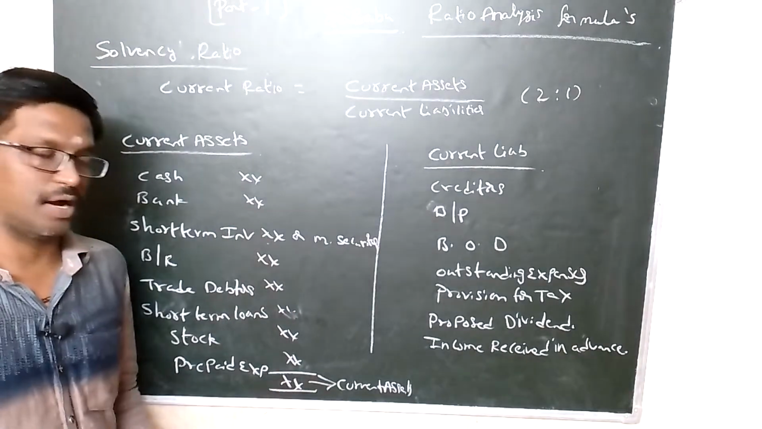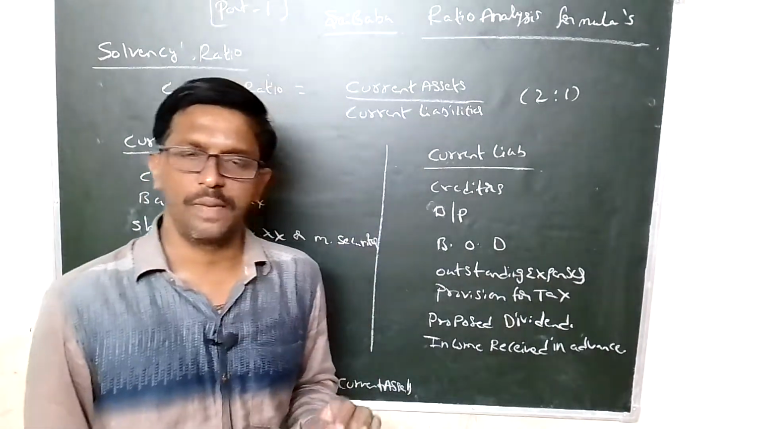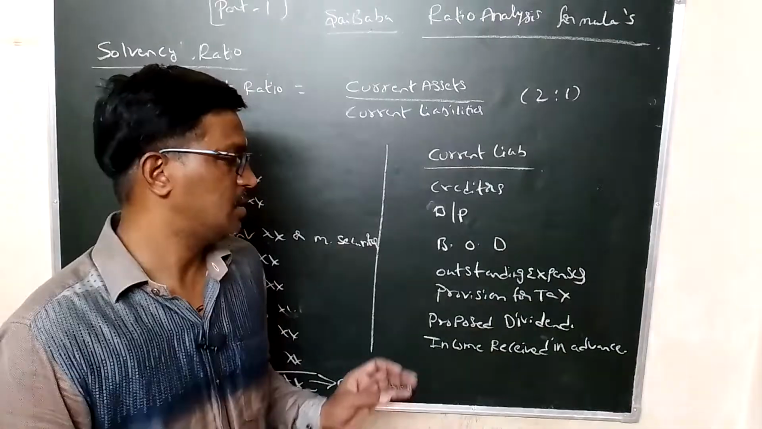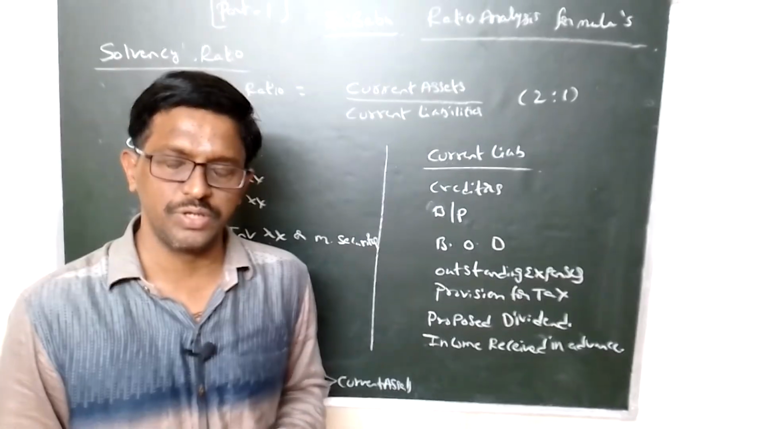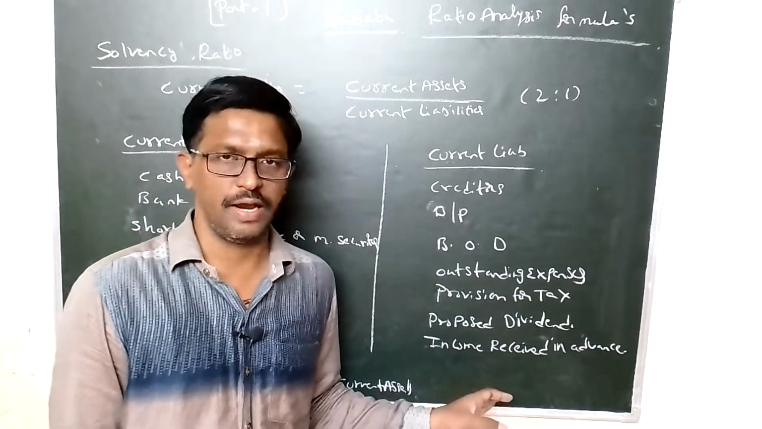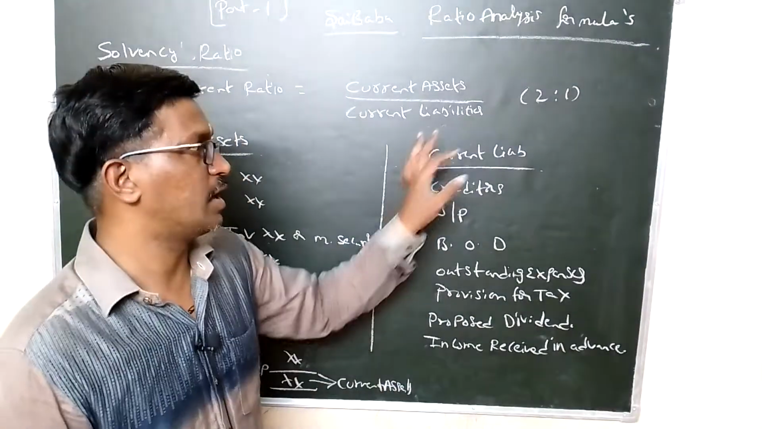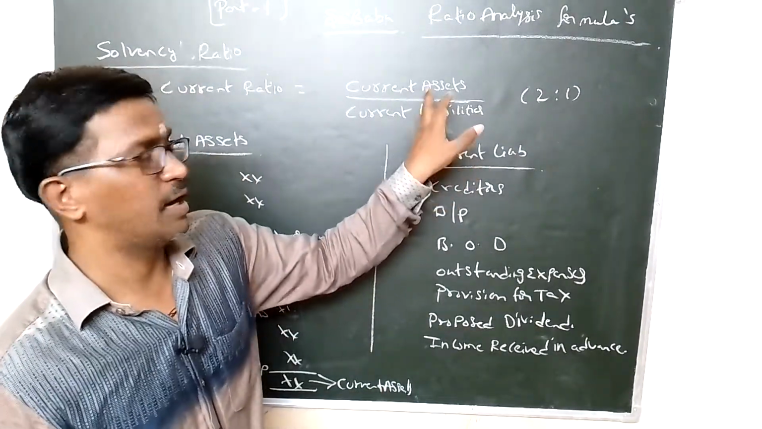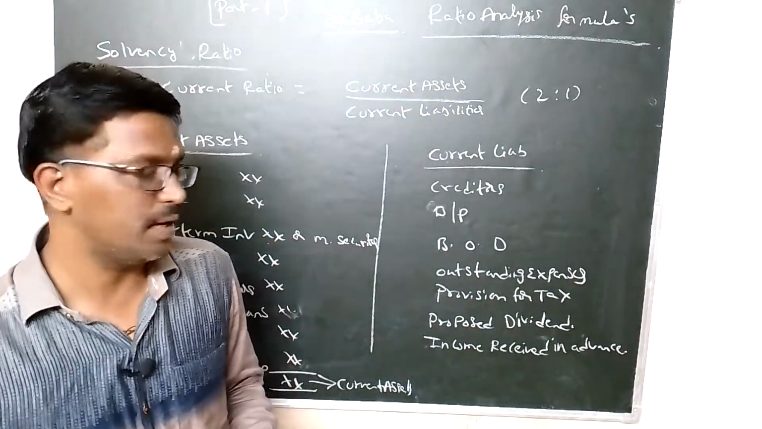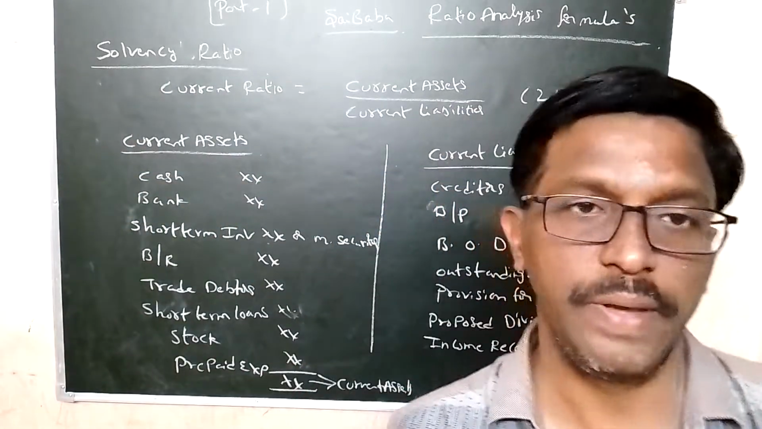Whereas current liabilities are like creditors, bills payable, bank overdraft, outstanding expenses, provision for tax, proposed dividend, unclaimed dividend, income received in advance. Those are the items that come under the current liabilities. If the current liabilities are 1 lakh and current assets are 2 lakhs, the company's solvency position is better. Okay. Next one, absolute liquid ratio will be explained.